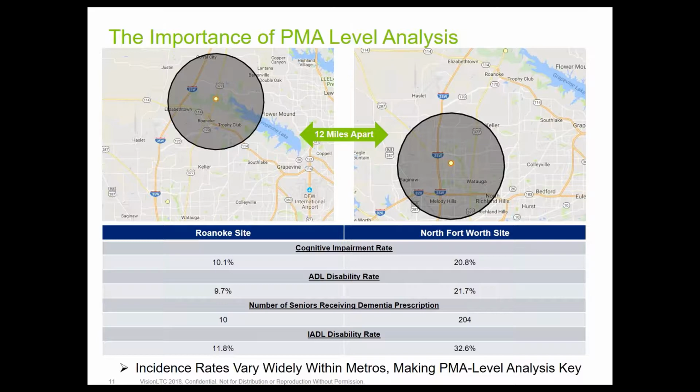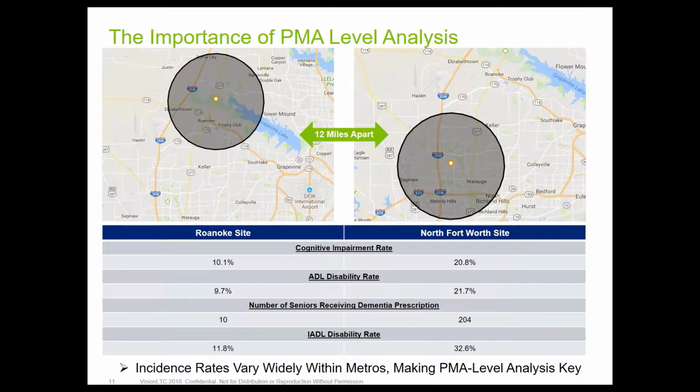But if you didn't look at the need side, you might end up picking a site that has a significantly lower need. So, you know, the key is really being able to analyze incidence rates at that PMA level. So what I'm going to do now is pass it over to Kyle so he can walk you through a few ways we can make use of this data on a practical basis.